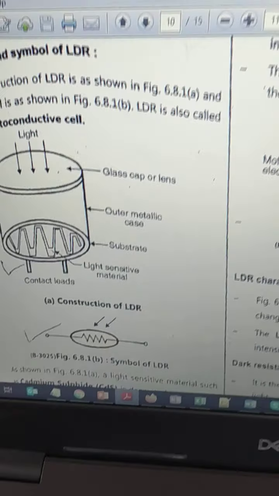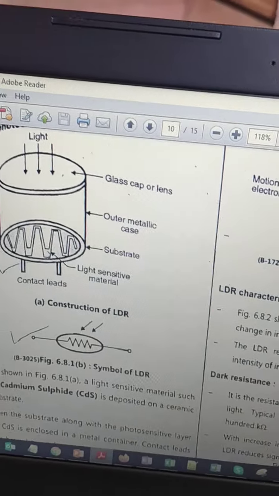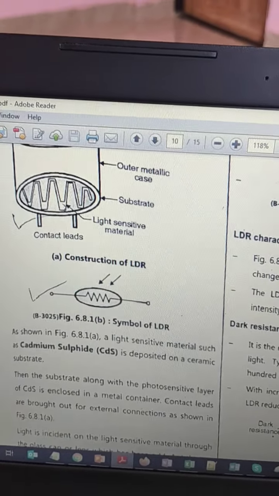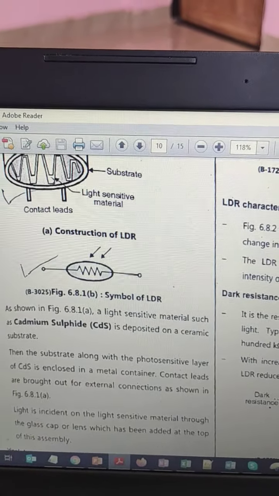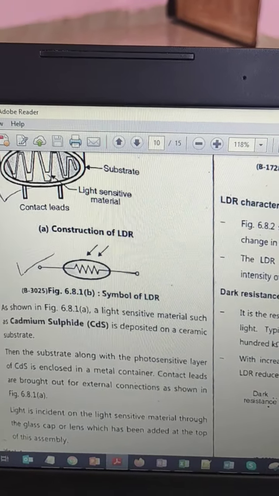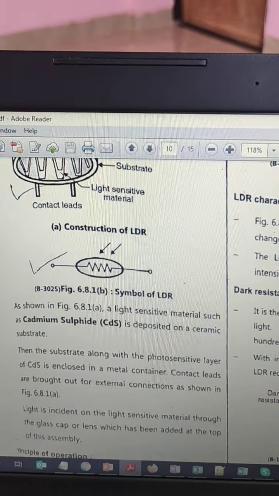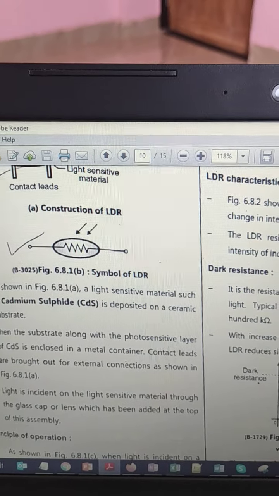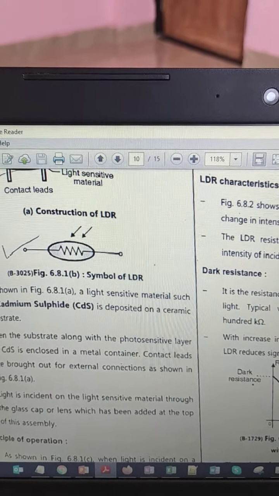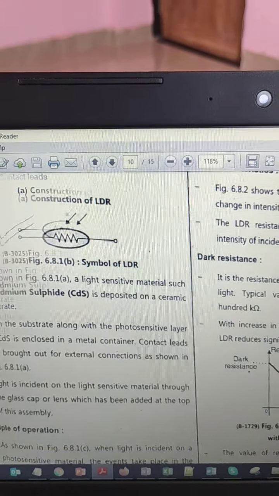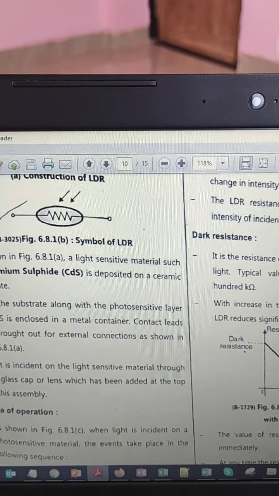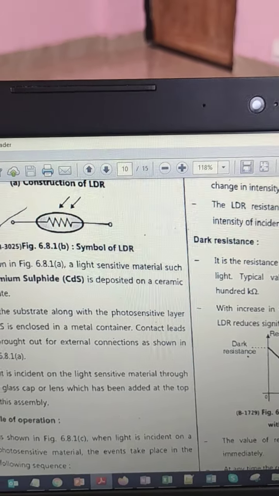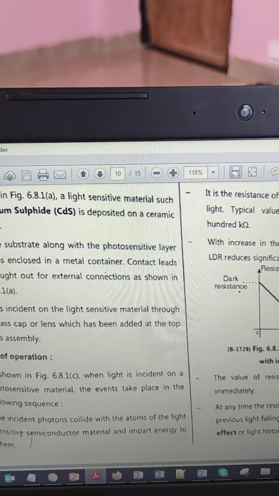This is the symbol of LDR, meaning light is incident on a particular resistor. From this figure we can say that a light sensitive material such as cadmium sulfide is deposited on a ceramic substrate. Then the substrate along with the photosensitive layer of CdS is enclosed in a metal container. Contact leads are brought out for external connection as shown in the figure. Light is incident on the light sensitive material through the glass cap or lens which has been added at the top of this assembly.